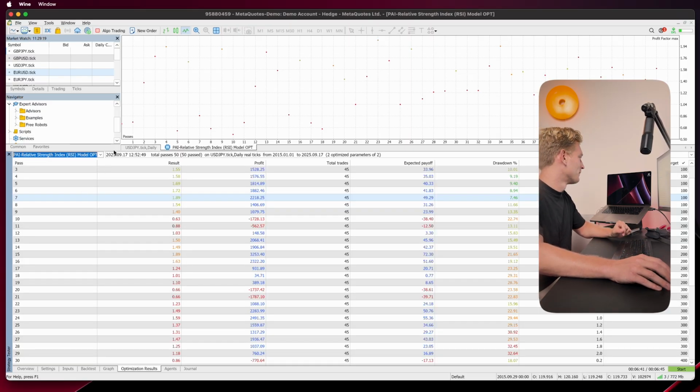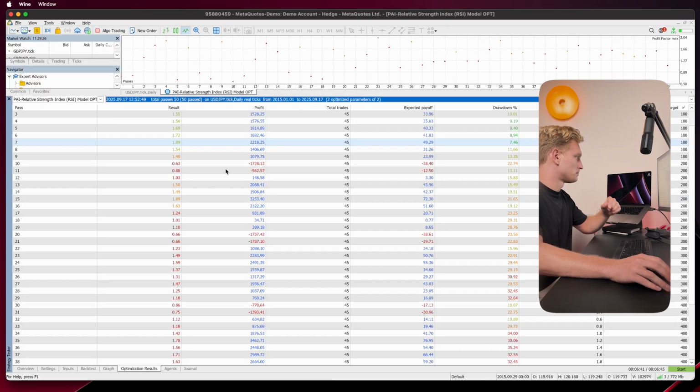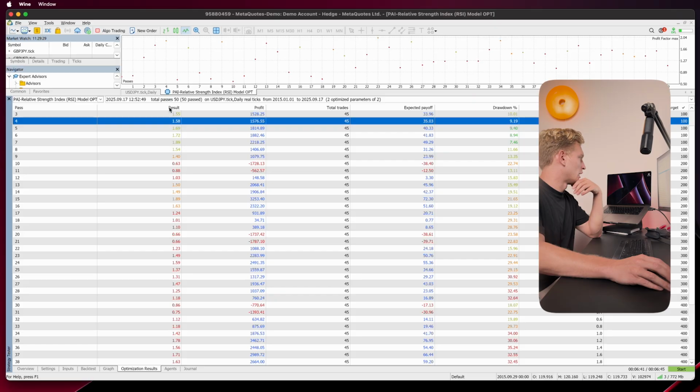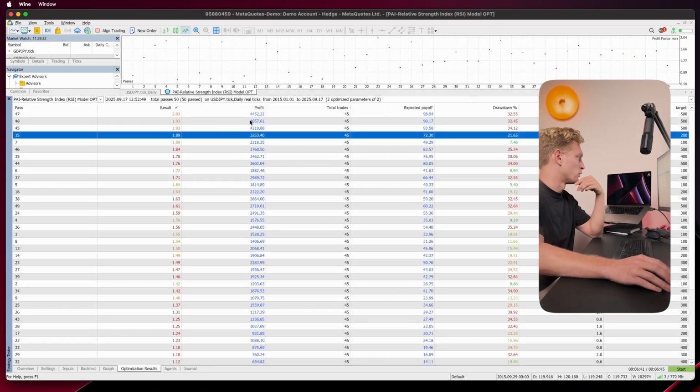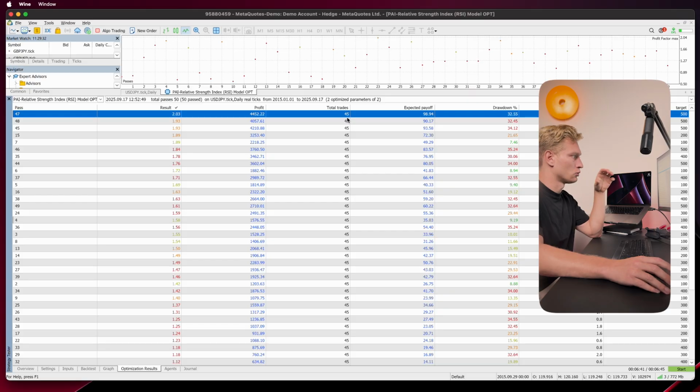So I already did this for us. I quickly want to explain what we have here. First of all, you have result. So you have a profit factor, that's what we optimized. We have profit, we have the amount of trades, so only 45 setups happened in this time period on the daily time frame. But maybe you can test it on the lower time frames, right?